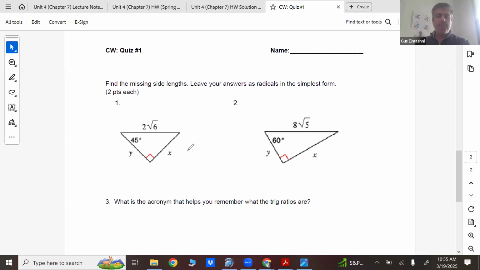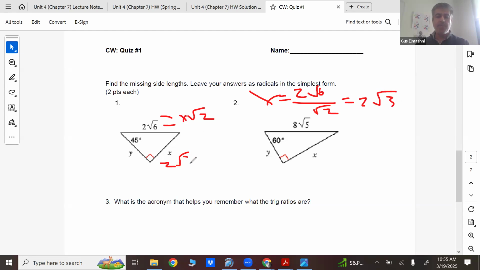All right, so one more time. So this has to equal x root 2. So then x would be 2 root 6 over root 2. And how do you reduce root 6 over root 2? Because I have to divide to get x by itself. That's why I get 2 root 3.